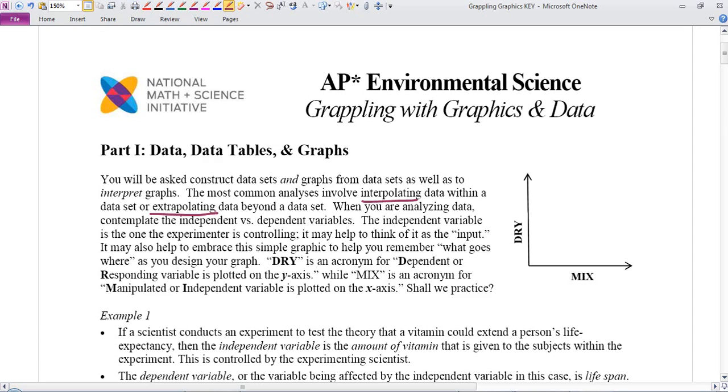So once upon a time, I was doing a workshop with a bunch of teachers, and it was what we call a vertical team meeting where we have teachers that teach 6th grade on up through AP courses. And one of the middle school teachers enlightened me with one of the most clever things I've ever seen about graphing for students, and I've loved it, so I've adopted it. And it's called DRY MIX.